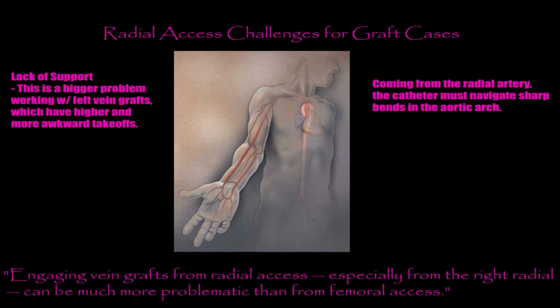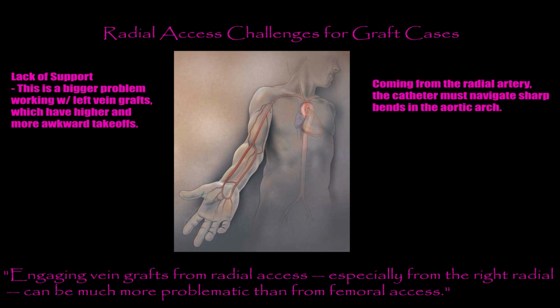But radial access can create extra challenges. Engaging vein grafts from radial access, especially from right radial, can be a lot more problematic than femoral access. Now, why? This is because of angulation and platform issues. Coming from the radial artery, the catheter must navigate sharp bends in the aortic arch. This gives a shorter, less stable platform in the ascending aorta.